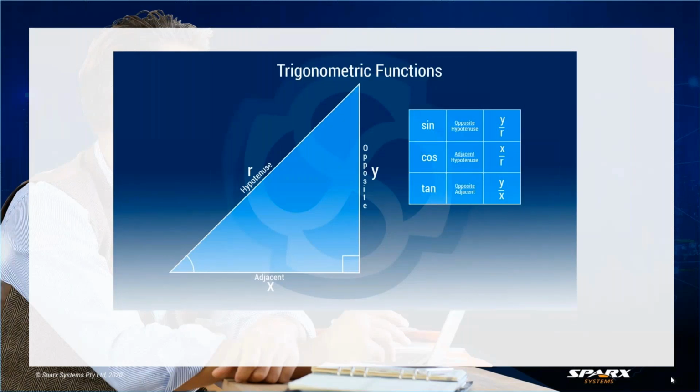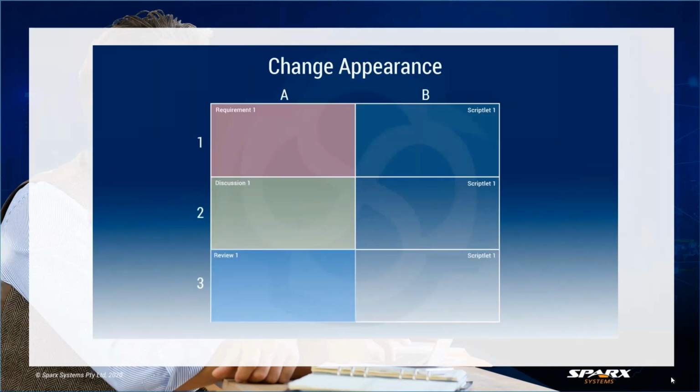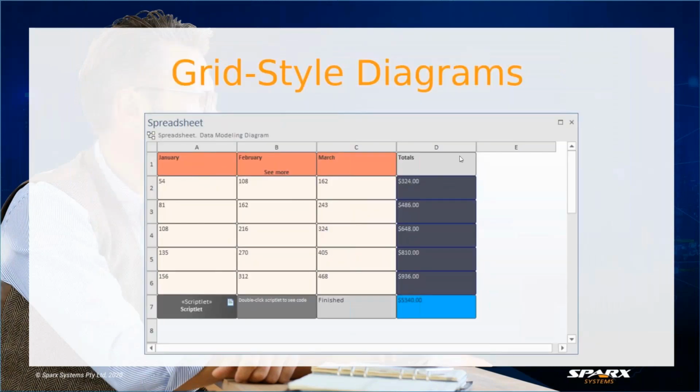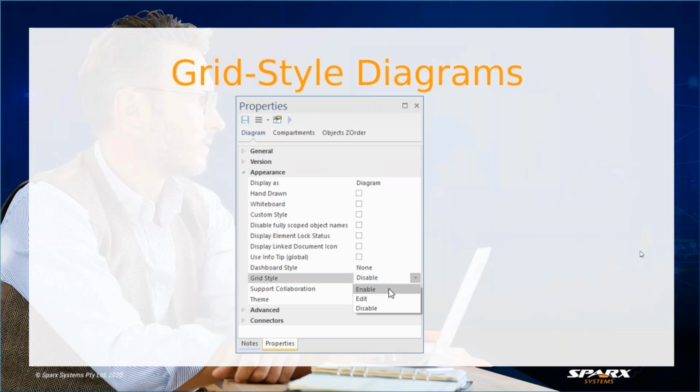Some of the things that we're going to look at today are some trig functions. So we're going to look at cosine, and we're going to change the appearance of a requirement, a discussion, and a review element. We're going to look at grid style diagrams and use scriptlets to add up some totals and change some background colors. Grid style diagrams are also new in Enterprise Architect 16.